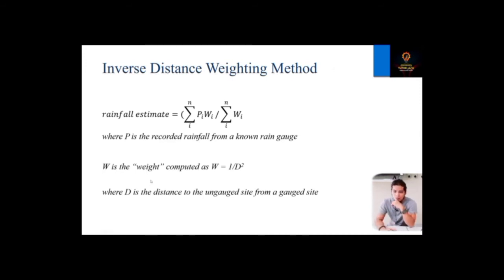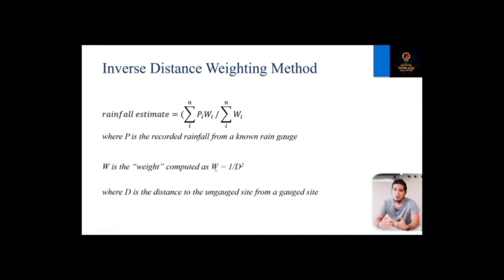So, ang weight is calculated as W equals 1 over d squared, where d is the distance from the ungauge site to the gauge site. Kung makikita nyo dito, yung weight natin is naka 1 over d squared. Ibig sabihin, pag malayo yung reference na rain gauge mo dun sa ungauge site natin, maliit lang yung influence niya dun sa ungauge site natin. So, yun yung ibig sabihin nito, 1 over d squared. As d increases, liliit yung W.